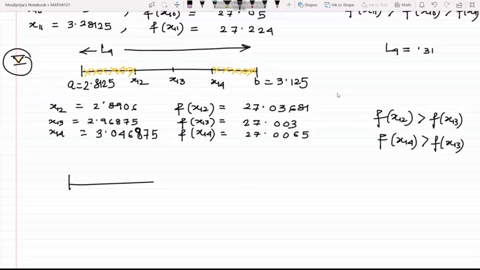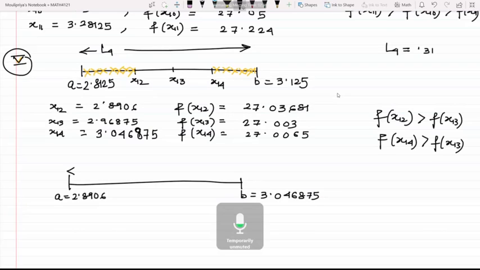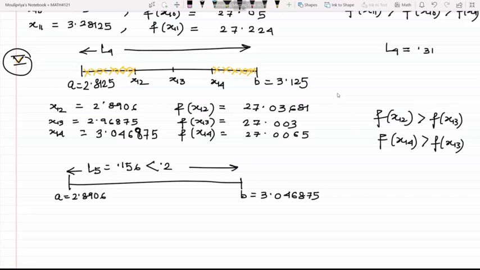That would imply your new region is going to be A equals x12, which is 2.8906. Your B is x14, which is 3.046875. So what about L5? L5 is 0.156, which is definitely less than the tolerance, which is 0.2. That implies we have come to an end.